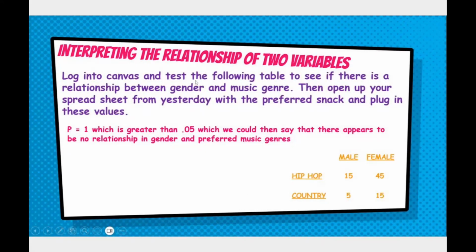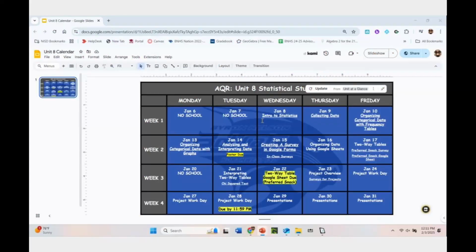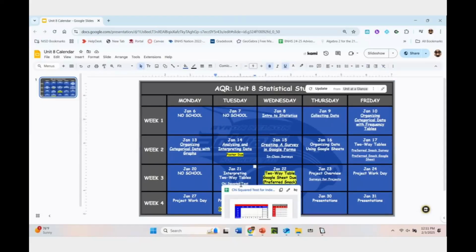I want you to log onto Canvas and test the following table and see if there's a relationship between gender and music genre. Then open up your spreadsheet from yesterday with the preferred snack and plug in these values, and we'll see which one's higher. Depending on what your table size is, like this is a 2 by 2, we have 2 rows and 2 columns, you may have to keep opening that up and using that as a template. So if I were to bring up this, go to my calendar, once again, it could be on a different date, not January 21st, but here's where the test is.